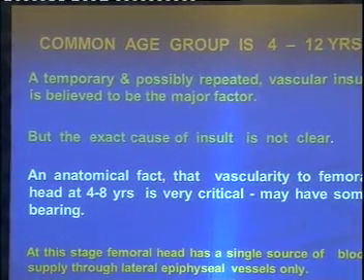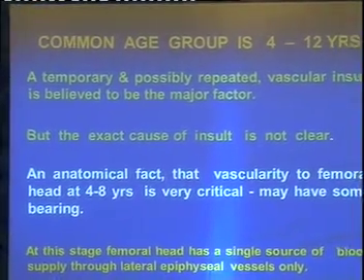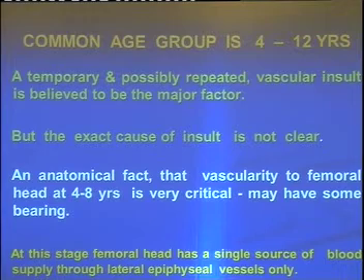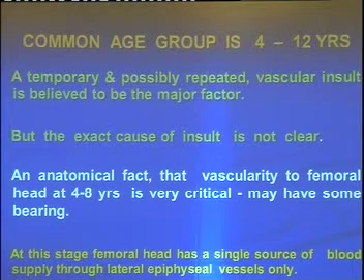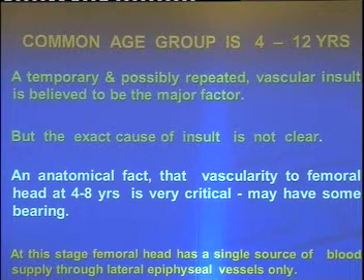Etiology. The common age group for the disease is 4 to 12 years. A temporary and possibly repeated vascular insult is believed to be the major factor. Exact cause of insult is not clear. An anatomical fact that vascularity to the femoral head between 4 to 8 years is very critical may have some bearing. At this age, femoral head is supplied by a single vascular supply, that is lateral epiphyseal vessels. Metaphyseal vessels come late, they finish after 4 years, and around 8 years or so, vessels from the ligamentum teres come. So at this age, vascular supply is critical. Maybe that is one of the factors.